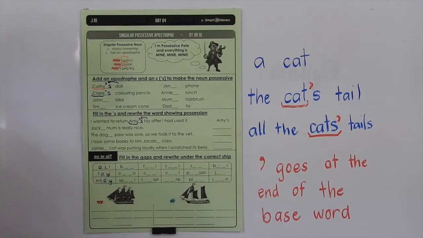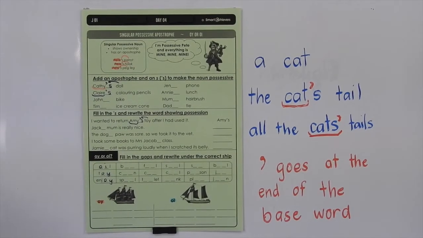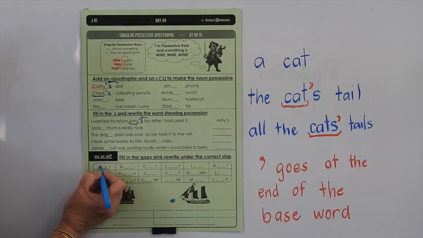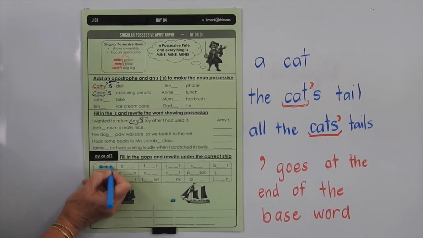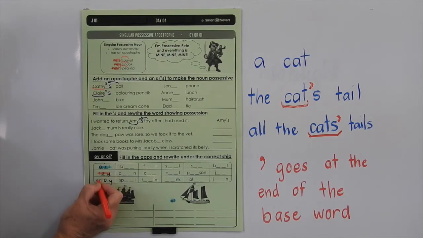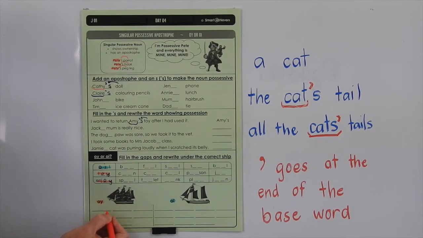So once you've filled all of those in, go back and highlight them to match the colours. So the OI ones we're making blue, and the OY ones we're making red. And then when it's time to write them, it's easy to see where they go. All the red ones go here, all the blue ones go there.